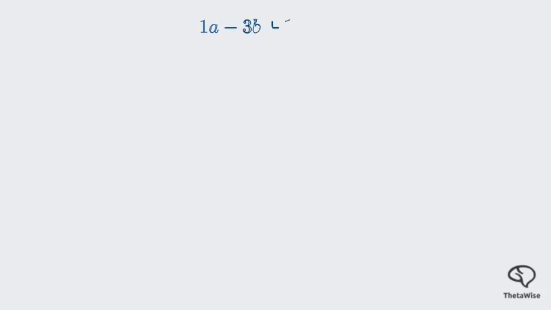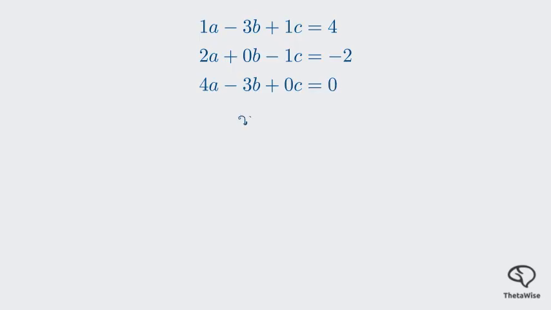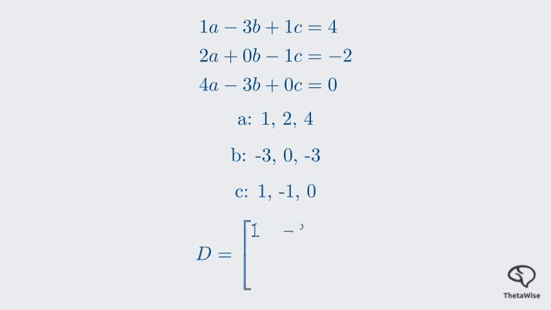First, let's create our coefficient matrix D. We'll highlight the coefficients of our variables, a, b, and c. The first column will be the coefficients of a, which are 1, 2, and 4. The second column will be the coefficients of b, which are minus 3, 0, and minus 3. And the third column will be the coefficients of c, which are 1, minus 1, and 0. Putting this all together, our matrix D is column 1, 1, 2, 4, column 2, minus 3, 0, minus 3, and column 3, 1, minus 1, 0.